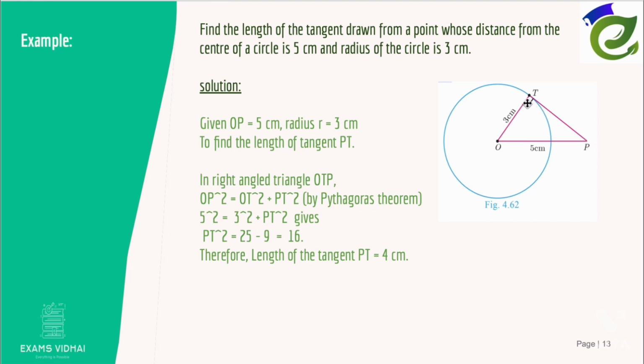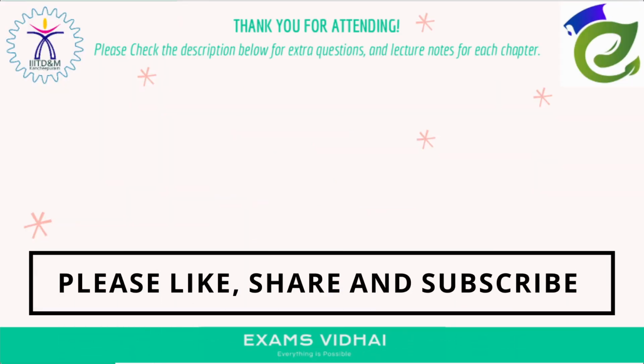So we can obviously use the Pythagoras theorem, which means OP square is equal to OT square plus TP square. Here if we substitute the values, it becomes 5 square is equal to 3 square plus PT square, which gives us that PT square is equal to 16. And it obviously implies that PT is equal to 4 centimeters. With this, we wrap up the video on circles.